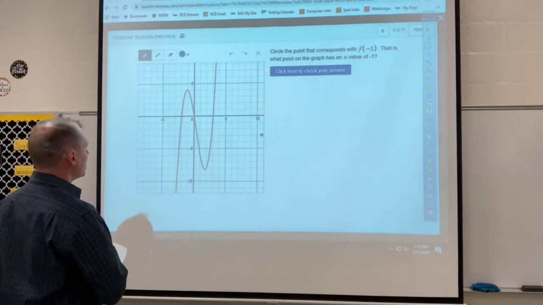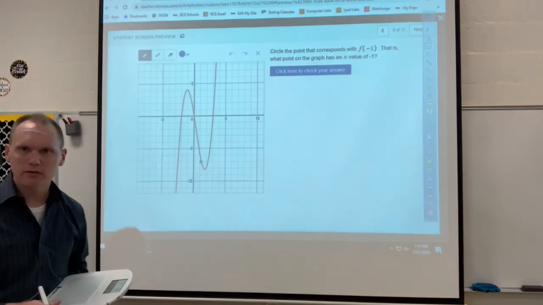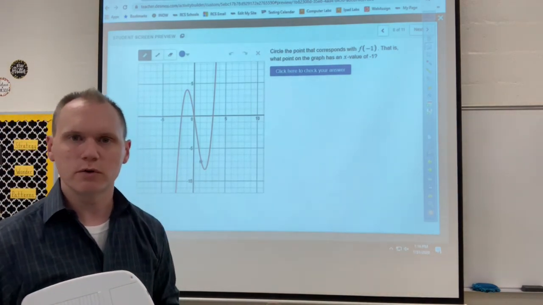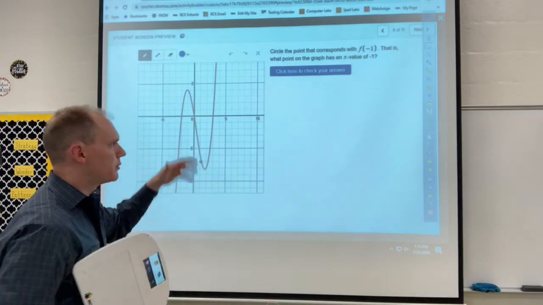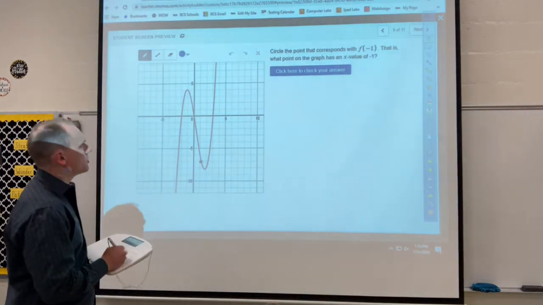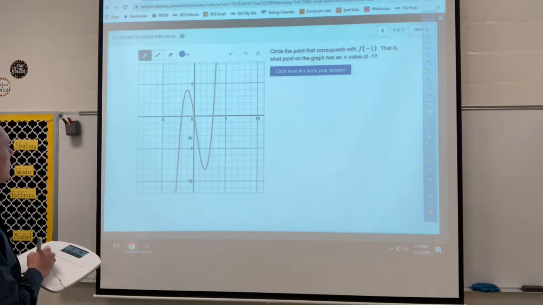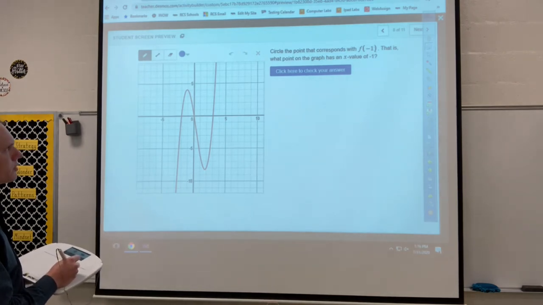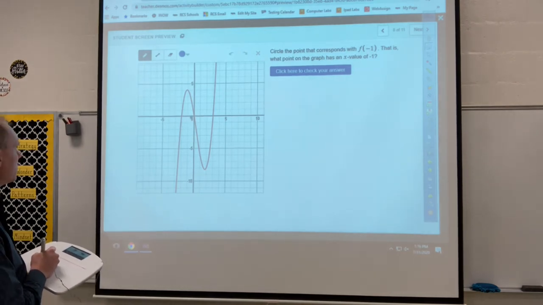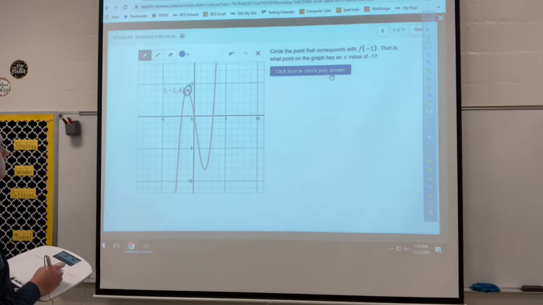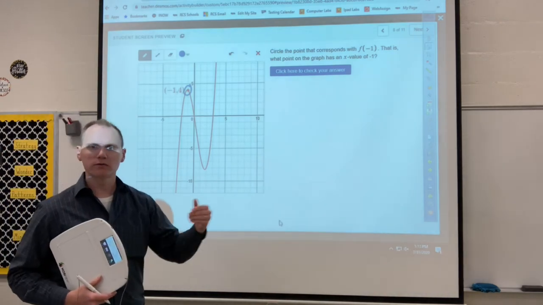Okay, I know you may not understand what this graph is, and you've most likely never seen a graph like this, but that's not the point. The point is this function notation. So circle the point that corresponds with f of negative 1. F of negative 1, that's our input, right? So where's the x value negative 1? There's negative 1 as our x. So what point corresponds to that? Be right there. Negative 1, 4. So f of negative 1 equals 4 is what we would say.